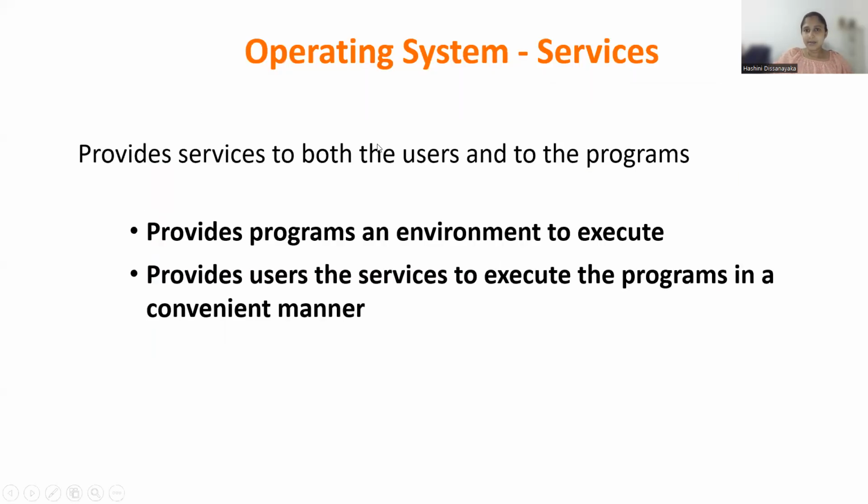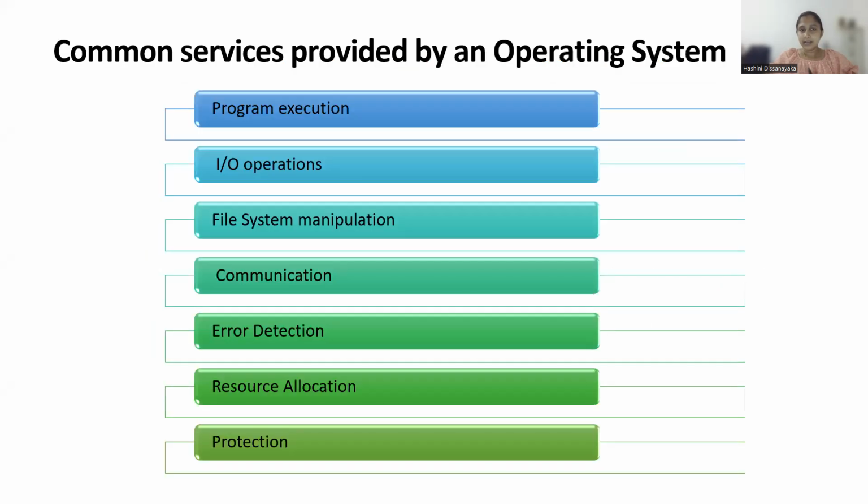Okay, then operating system services, right? Here you can see it provides services to both users and to the programs inside the machine. It provides programs an environment to execute and provides users the services to execute the programs in a convenient manner, right? These are the operating system services and common services provided by the operating system, right?